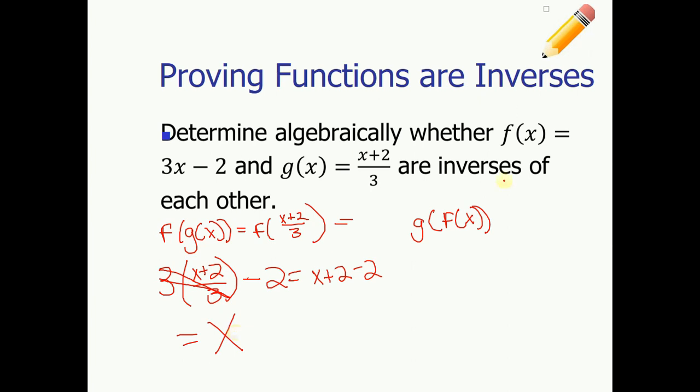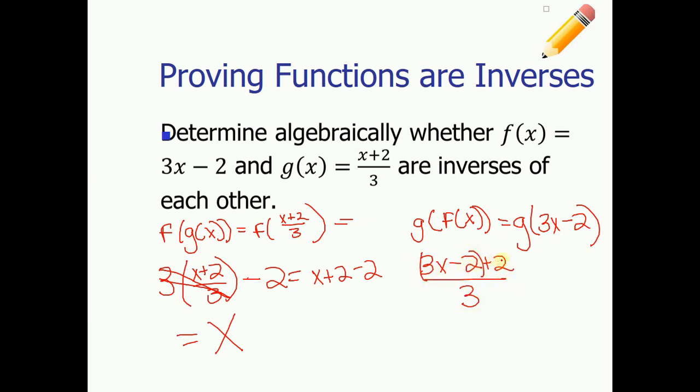Let's try g of f of x. That means into g, we're going to put whatever f of x is, which is 3x minus 2. Let's go ahead and do that. I see an x, so I immediately put 3x minus 2. And then we've got to finish it off: add 2 and then divide by 3. All I did is take f and put it in for the x.